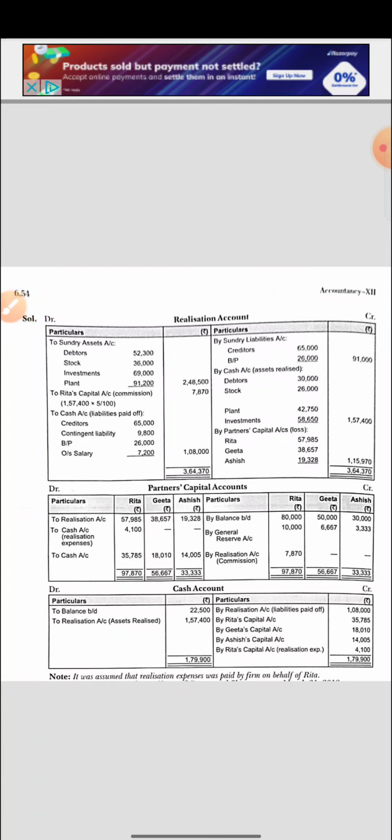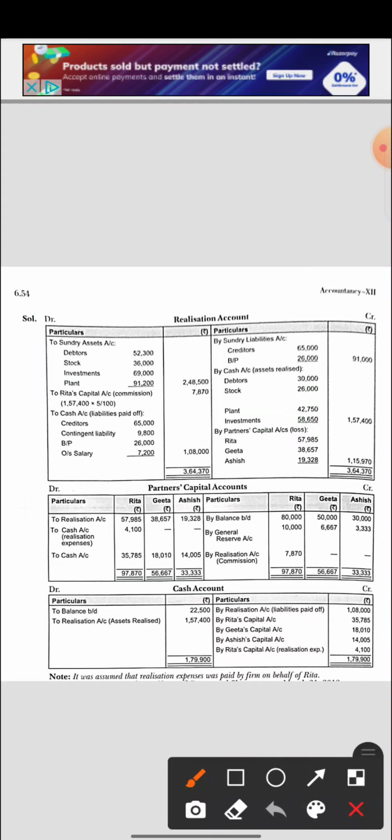We also see realization, assets realized. Now, you must be remembering that you sold all your assets and you got 1,57,400. Is that a receipt? Yes, it is a receipt. You received money for selling debtors, stocks, plant, and investment. After selling everything, you got 1,57,000. So that also is a receipt. Next, we go to the other side, the credit side, which is the payment side.